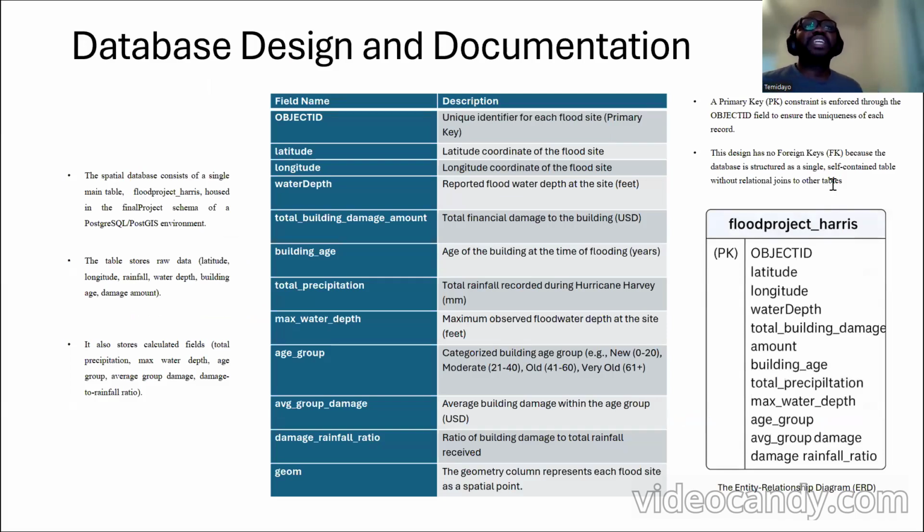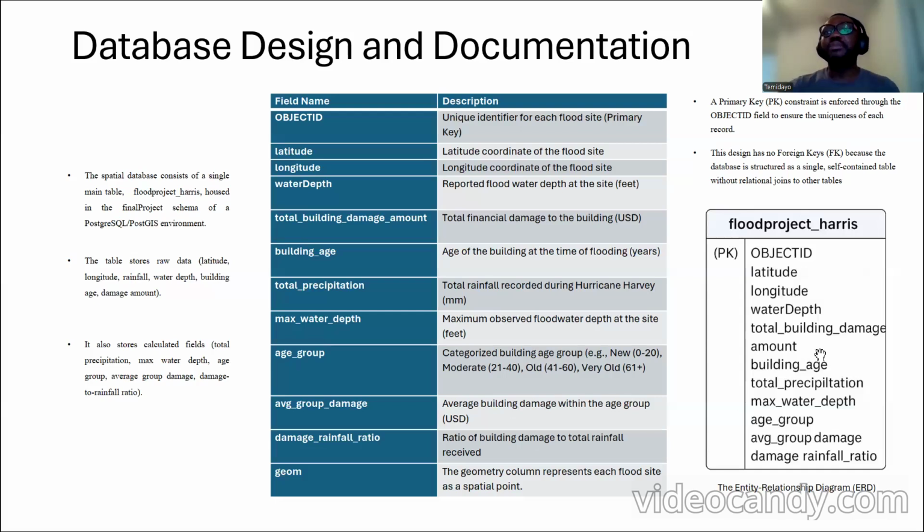So we designed the database and included documentation, as you can see from the table here. Basically, the spatial database consists of a single main table, whereby a final project schema is created in PGAdmin. The table stores raw data: latitude, longitude, rainfall, water depth, building age, damage amount, and it also stores calculated fields: total precipitation from various observations, maximum water depth, age group, the average damage within each age group, and the damage to rainfall ratio.